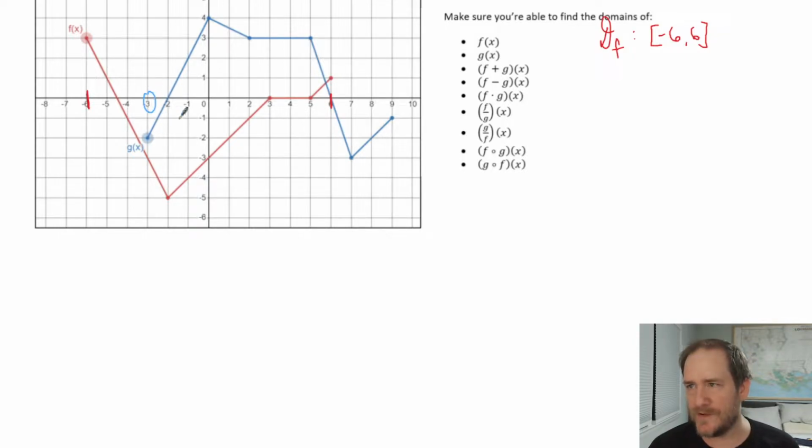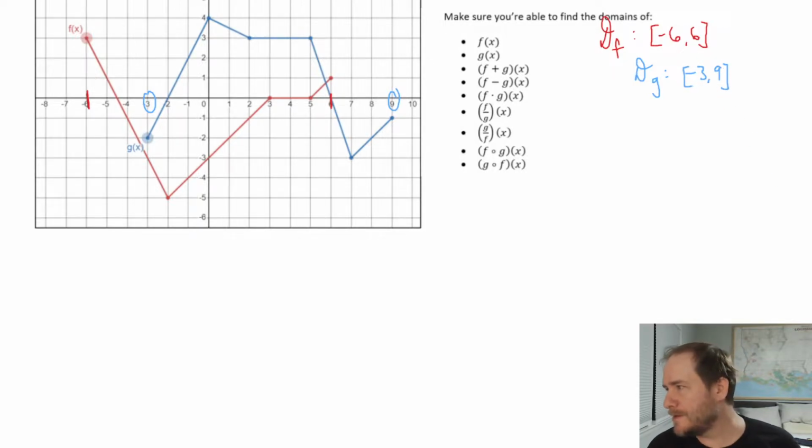What's the domain of g? Well, obviously it starts at -3, goes all the way to 9. So the domain of just g with no operations associated is -3 to 9. Okay, great. Good news.